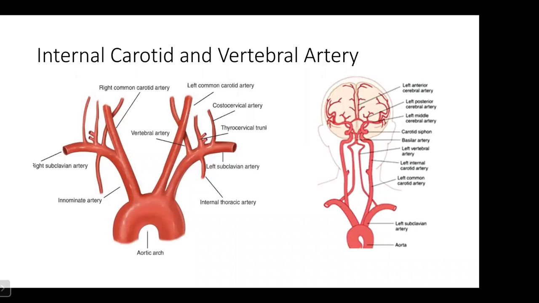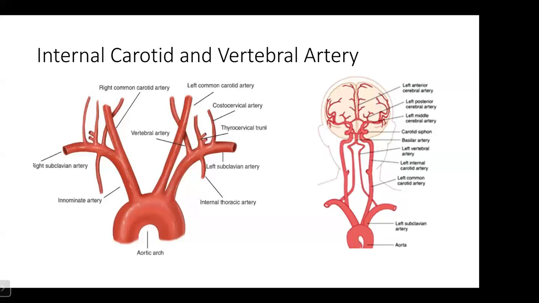This is a picture showing internal carotid artery, which forms the anterior circulation, and vertebral artery, which forms the posterior circulation. The internal carotid artery originates at the bifurcation of left and right common carotid artery at the level of C4 cervical vertebra. They move superiorly within the carotid sheath, and it enters the brain via carotid canal of temporal bone. The internal carotid artery does not supply branches of face or neck.